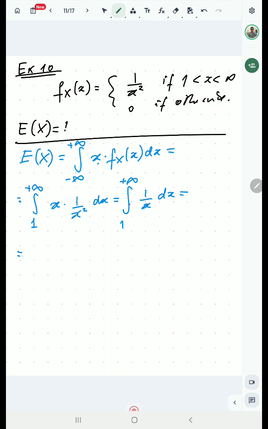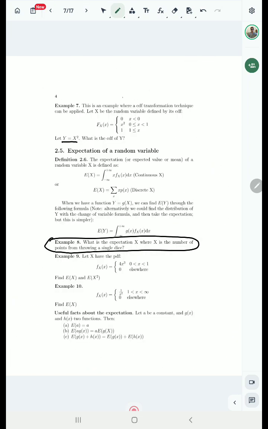And then that gives me what? If I integrate, I get ln of x, and I have to evaluate it from 1 to positive infinity, right? And in this case, I guess there is some kind of mistake here, because if x is evaluated at positive infinity, ln of x gives you positive infinity. So there probably was some kind of mistake. Let me recheck it. Yeah, so in this particular case, the solution is positive infinity.